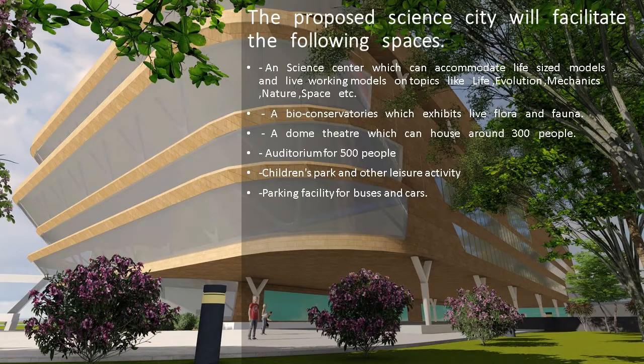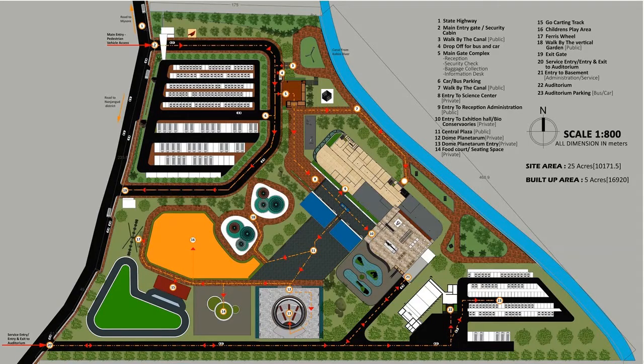The proposed science city will be facilitating the following spaces: a science center where life-size models and working models on topics like life, evolution, mechanics, nature, space, etc. will be exhibited; a bioconservatory and a butterfly garden where live fauna and flora will be exhibited; a dome theater which can house up to 300 people at a time; an auditorium for 500 people; a children's park, and other leisure activities. Master plan. Total site area is 25 acres and the total built-up area is 5 acres.